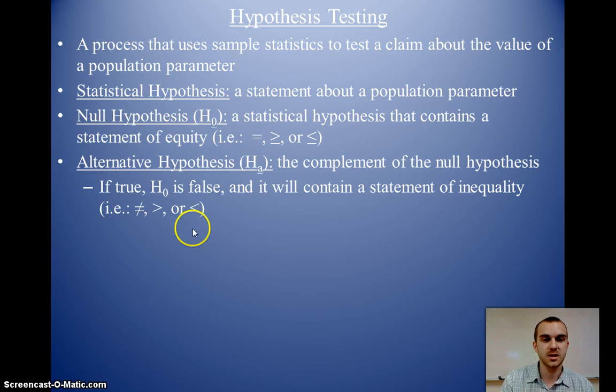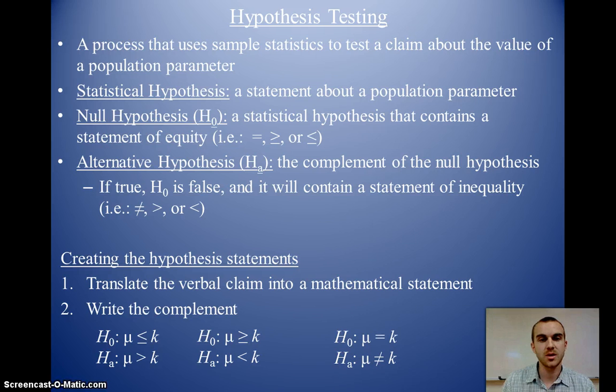We have two different types of hypothesis that we deal with, and we're going to be writing these every single time, which is the null hypothesis and the alternative hypothesis. And the null hypothesis is always a statement about equity, so equals, greater than or equal to, less than or equal to. The alternative is always the complement, and it's a statement of inequality: not equal, less than, greater than.